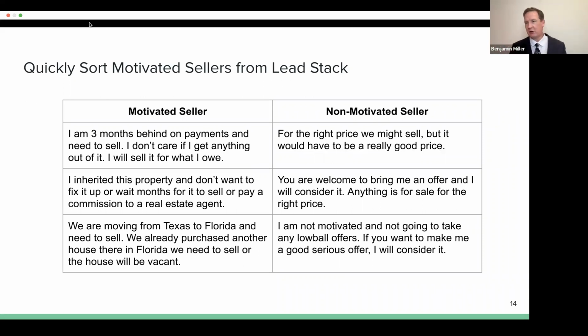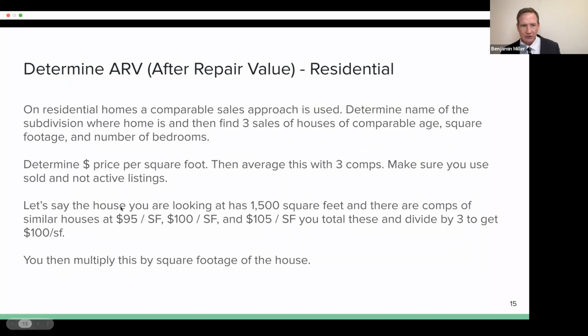Just give him a business card and say, well, listen, I'm an investor. I can't pay you full price. But if you get more motivated in the future, just call me. I'll be happy to buy it, but I can't pay you full price. You have a nice day, sir. And that's it. That's all you do. That's basically how you're going to sort those leads.